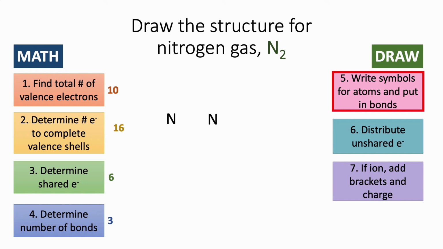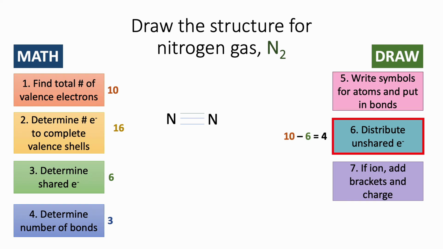We have 3 bonds, and there's really only one place to put all 3 of these bonds because we only have 2 atoms. So we have to connect these 2 atoms. So we're going to go 1, 2, 3. 3 bonds. And now let's distribute the unshared electrons. So we started with 10 electrons, we've used 6, that gives us 4. Where are those going to go?